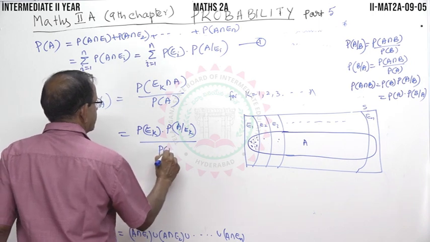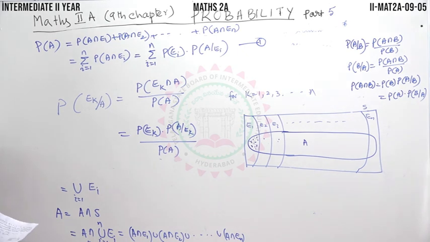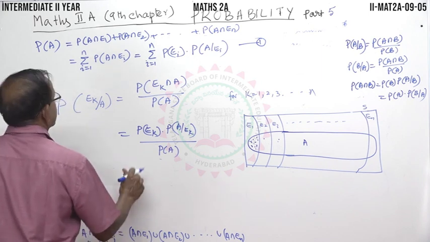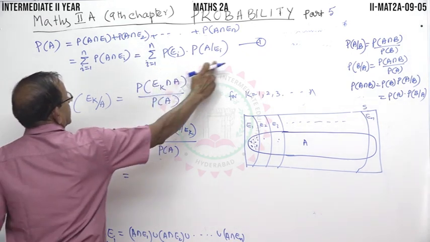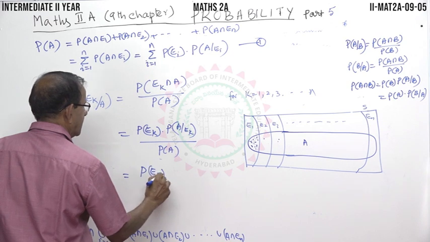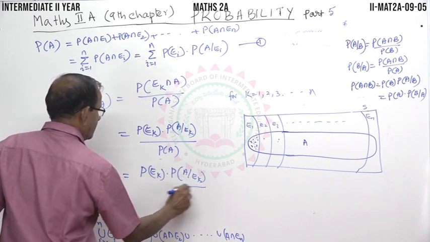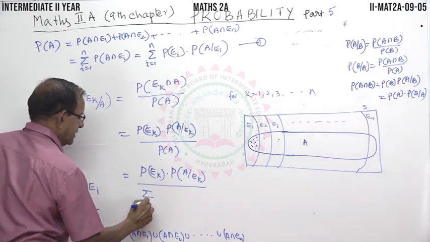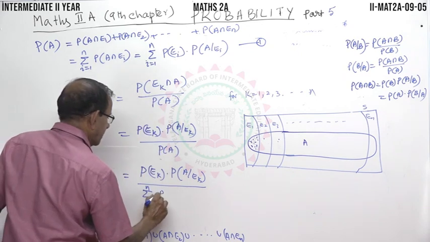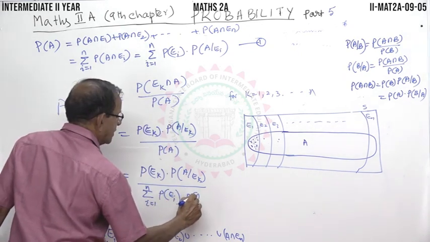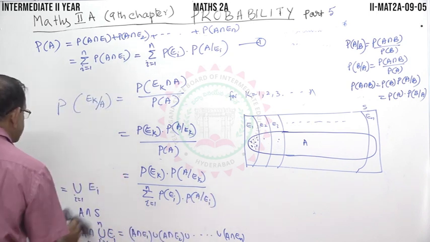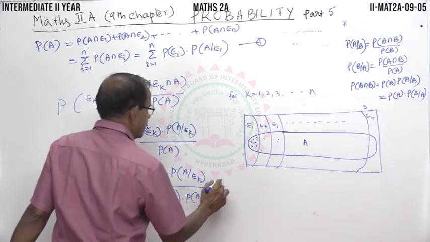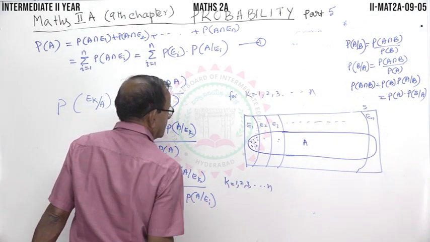By P of A. This is equal to, but what is the P of A value? In place of P of A, how to write this value? P of Ek into P of A given Ek, by P of A value. How to write from this one? This is the P of A value, equal to sigma i is equal to 1 to n of P of Ei into P of A given Ei. So that is the value of P of Ek by A. But here you have to write k is equal to 1, 2, 3 up to n.